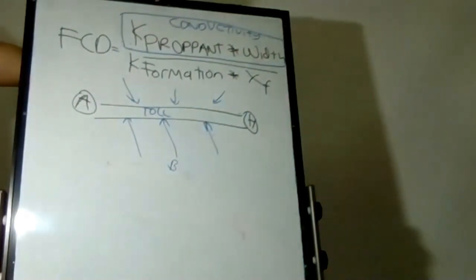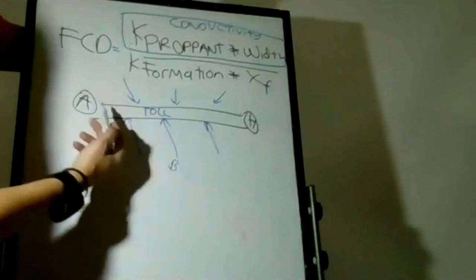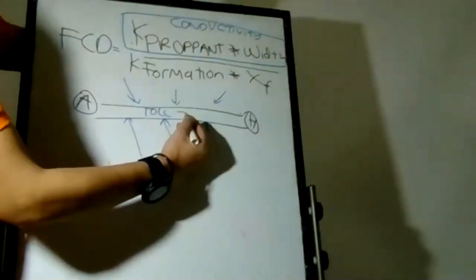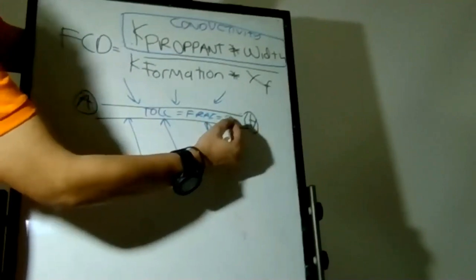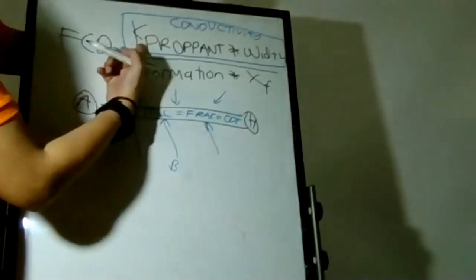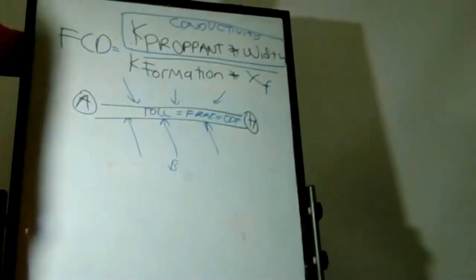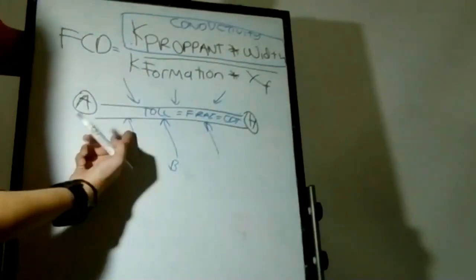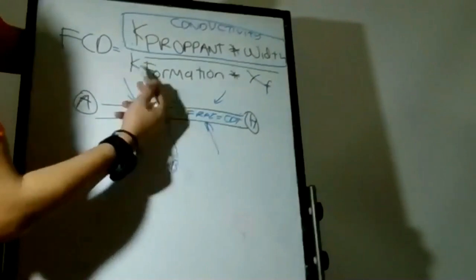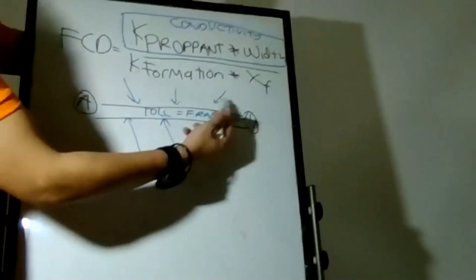All right. Now, slowly. This toll road is a representative of your frac, what we call conductivity, which is K prop, the proppant permeability, multiplied by your width. The supply road here is your reservoir, the K of formation multiplied by the half length. So this is the supply road, okay?